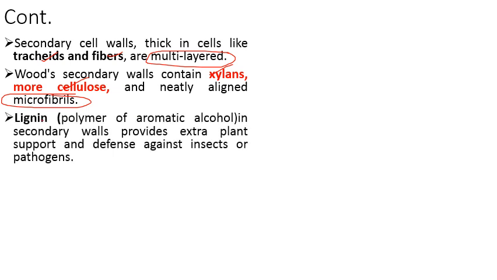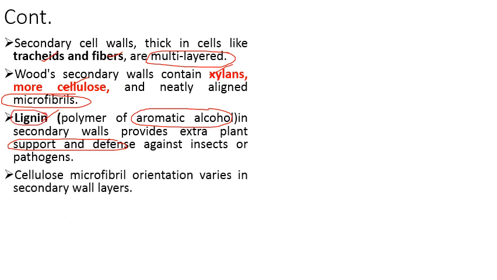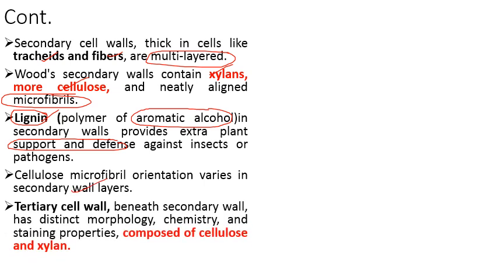It also contains lignin, which is a polymer of aromatic alcohol, in secondary walls, और ये provide करता है extra support to the plant, and also imparts defense, forming the defense system of the plant cell against insects or pathogens. तो ये strength provide करता है lignin secondary cell wall को. Then cellulose microfibril orientation varies in secondary wall layers. जो different layers हैं उसमें cellulose के microfibril की orientation vary करती है.